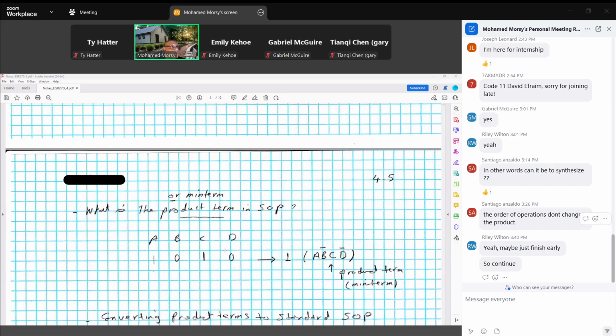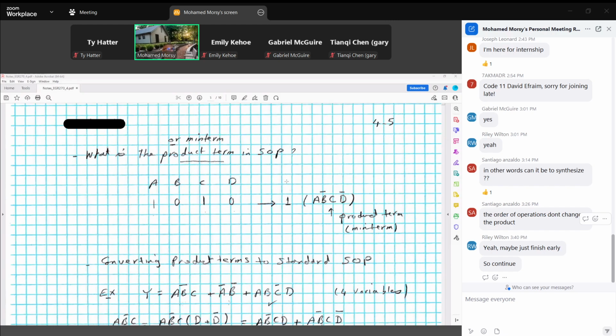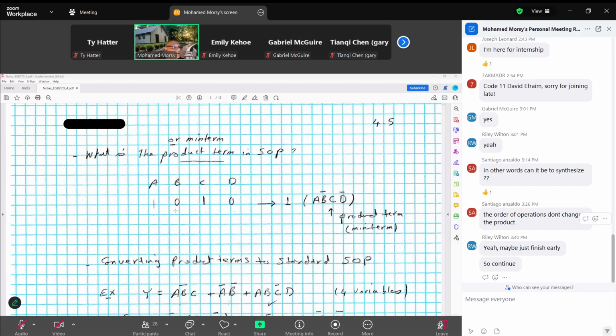Assume we have the variables A, B, C, D like 0, 1, 0, 1. Now, the product term of this is the term in which we multiply these variables, we get 1. So the value of this product term is 1, not 0. It's bit 1 always. So how do we get 1 from these variables here?